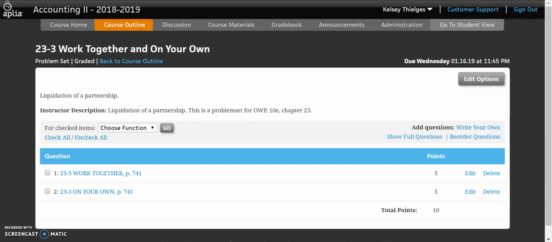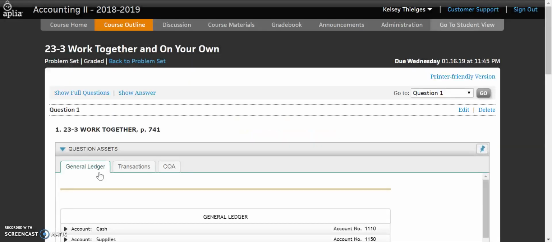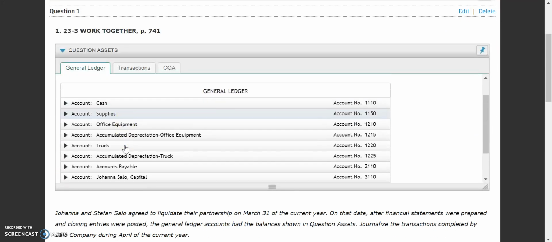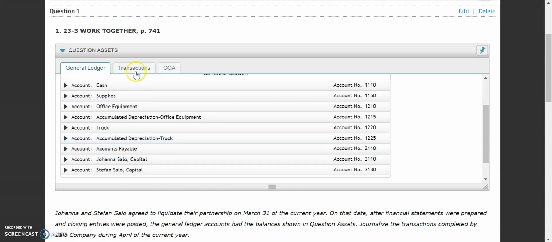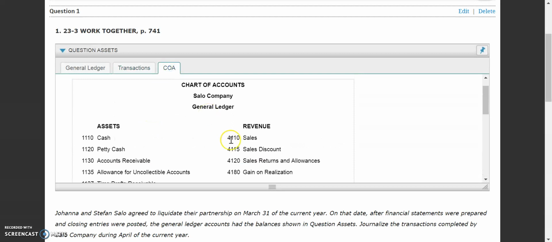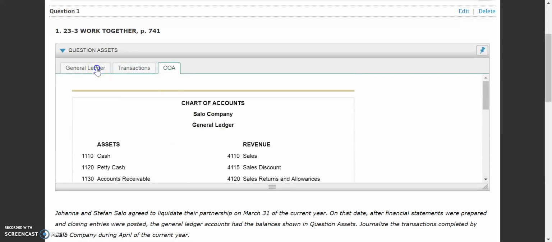Okay, welcome to 23-3 Work Together, where we will be liquidating our partnership. As this comes up, we've got a few things that we need to pay attention to. We have our general ledger, which has all of our accounts right now that are up to date. We have our list of transactions, and then we also have our chart of accounts here that you can see.